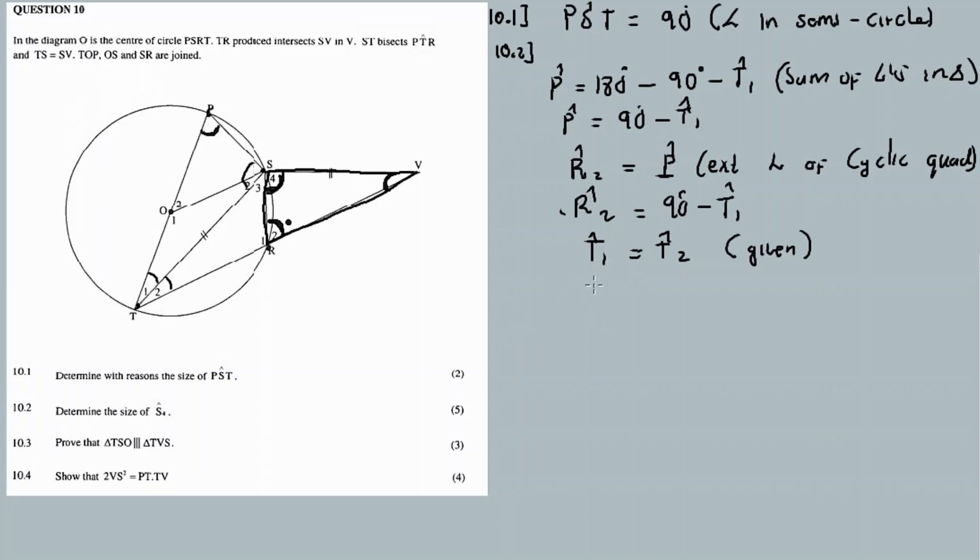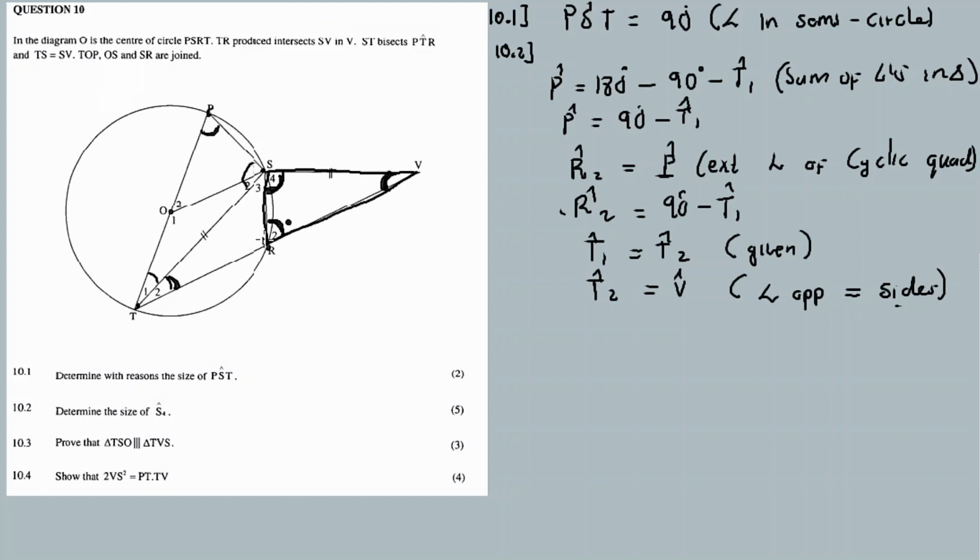And T2 is equal to angle V. Why are they equal? Triangle STV is an isosceles triangle. It means angles opposite equal sides are equal. The equal sides make the angles opposite them equal as well.